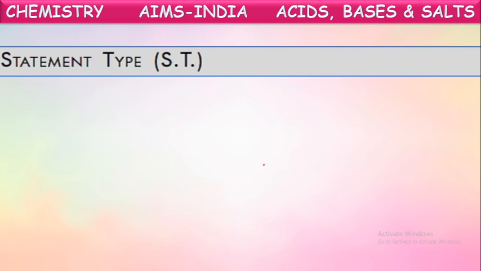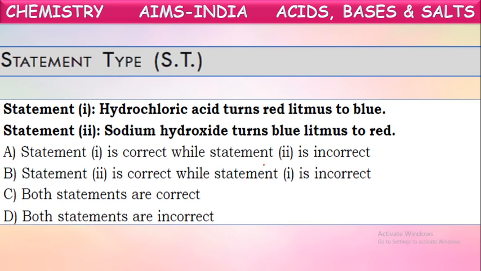Next, statement type questions. See the first statement. Hydrochloric acid turns red litmus blue. Is it correct? Acids turn blue litmus red, not red litmus to blue. So hydrochloric acid turns blue litmus red, and this statement is wrong. The next statement: sodium hydroxide turns blue litmus red. Sodium hydroxide is a basic substance. Basic substances turn red litmus blue, not blue litmus to red. So this statement is also wrong.